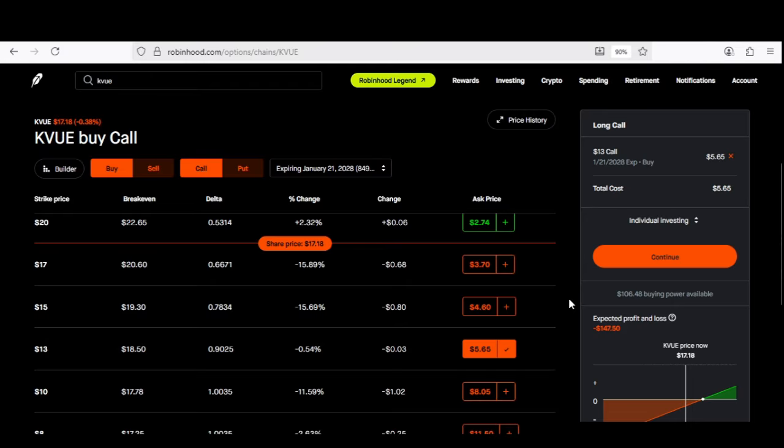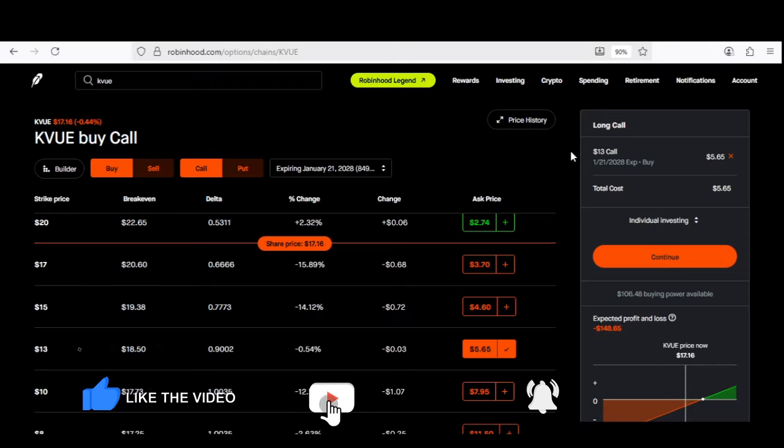This option strategy that I'm going to get into with Kenvue, or KVUE, is going to be a LEAPS option. LEAPS stands for Long-Term Equity Anticipation Securities. What LEAPS are, essentially, are long calls. However, a LEAPS is a long call that extends 365 days or beyond.